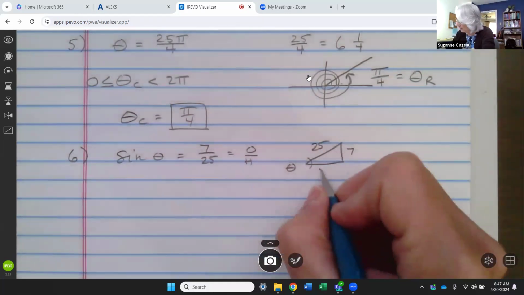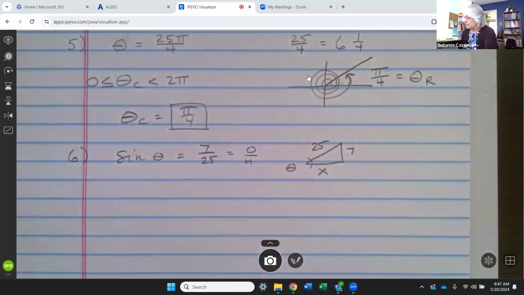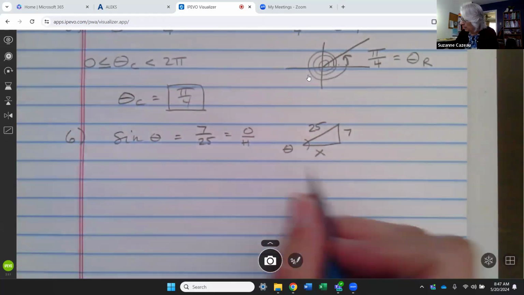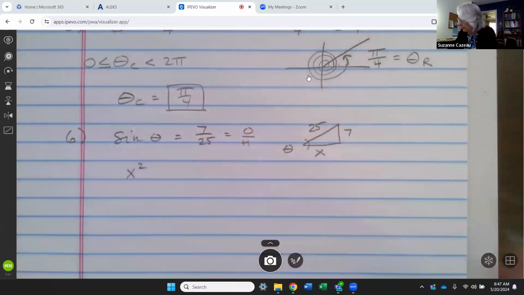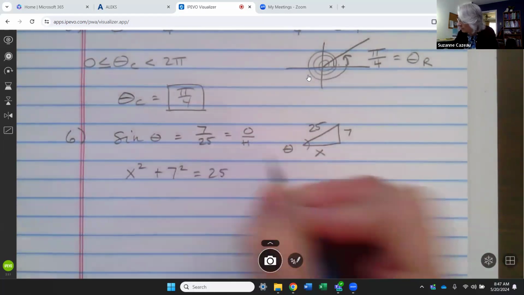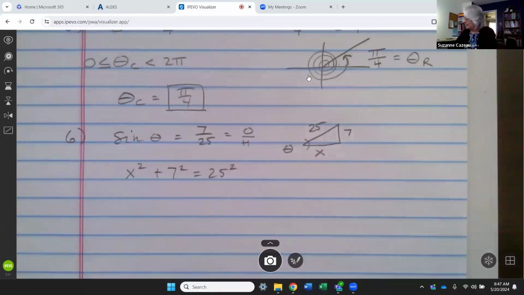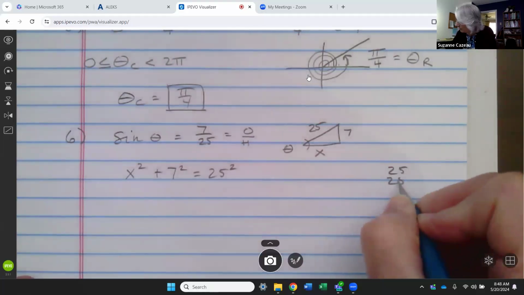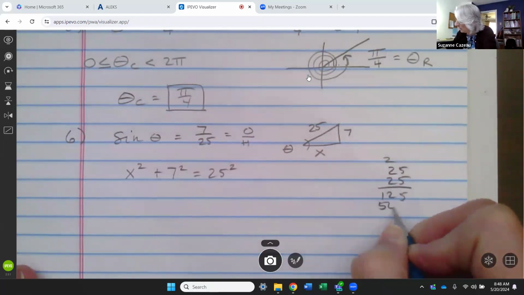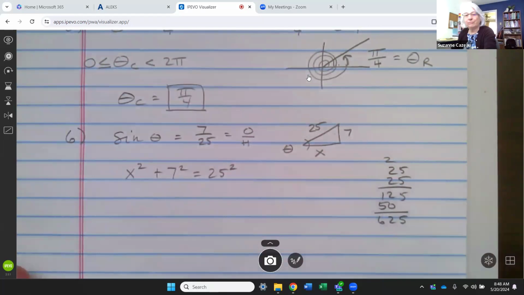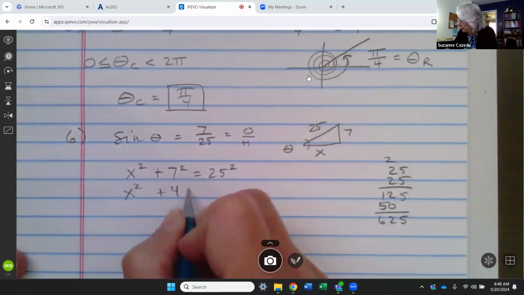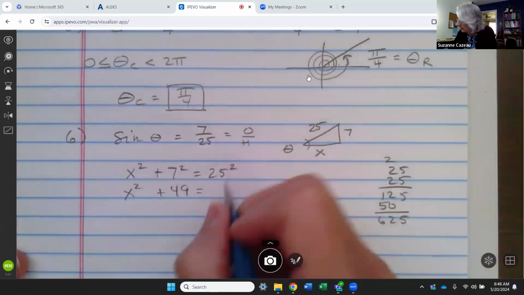So I just got to figure out the x there. I'm going to use Pythagorean theorem. X squared plus 7 squared equals 25 squared. And no, I don't know what that is offhand. 25 times 25, we got 25, 10, 11, 12, and then 50. Oh, right, 625. Okay. So x squared plus 49 is 625.